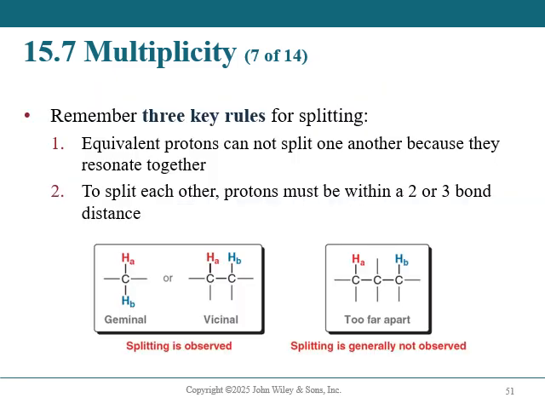Now for splitting, let's look at these 3 key rules. Equivalent protons cannot split one another because they resonate together. To split each other, protons must be within 2 or 3 bond distance. So if you have a really long chain, let's say octanol for example, 8 carbon atoms, carbon number 8 is not going to have an effect on carbon number 1. It has to be near each other.